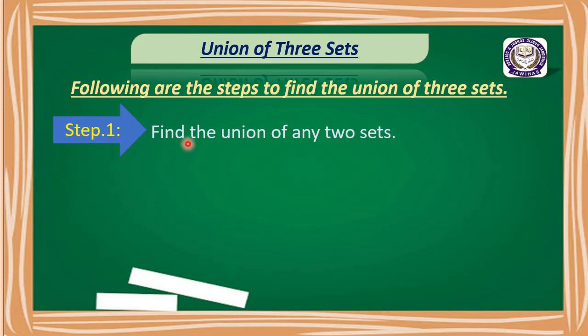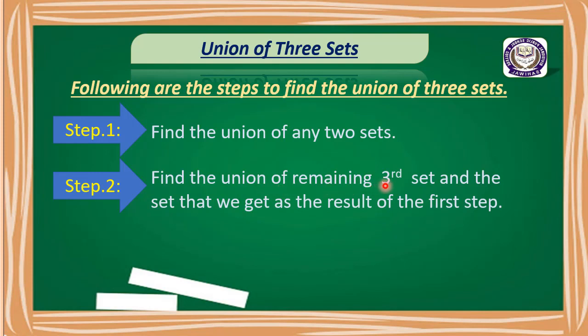बच्चों आपने सबसे पहले क्या करना है? Find the union of any two sets, and then we will find the union of the remaining third set and the set that we get as a result of the first step. हमने क्या करना है? सबसे पहले जो हमारे पास तीन सेट्स होंगे, उनमें से किसी दो सेट्स का यूनियन लेना है. Then we will find the union of the remaining third set and the set that we get as a result of the first step.